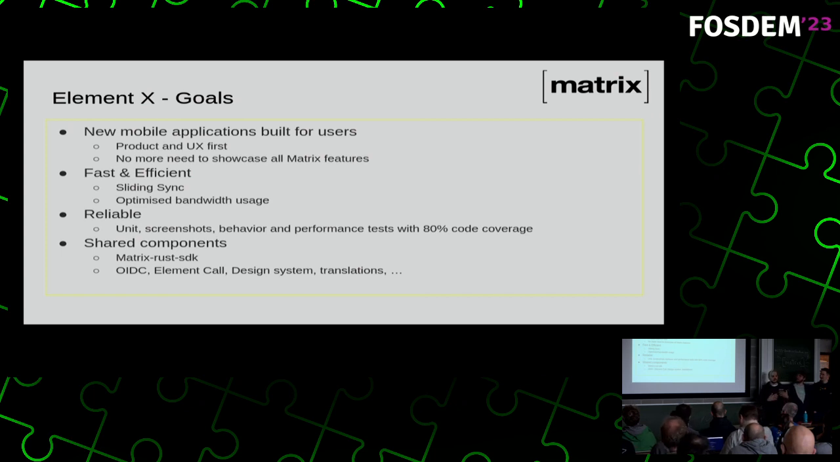And also, we want to build the app in a way that relies on shared components. Matrix-rust-sdk is just one of them, but of course, we're planning to build more components that will be shared across different implementations, across different platforms, different projects. So not even necessarily Element X. The idea is that we will be able to use them, and of course, anyone in the open source community will be able to use them.